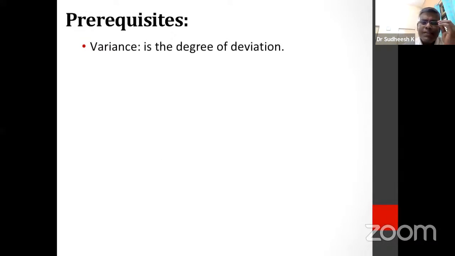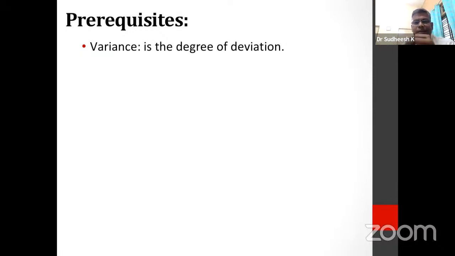So the next prerequisite is variance. What do you mean by variance? Variance is nothing but the degree of deviation. I already explained in the previous slides that whenever you talk about one primary outcome measure, you quantify it with a particular number. It's not necessary that the same number will come as a result in all the patients. There can be some variation.